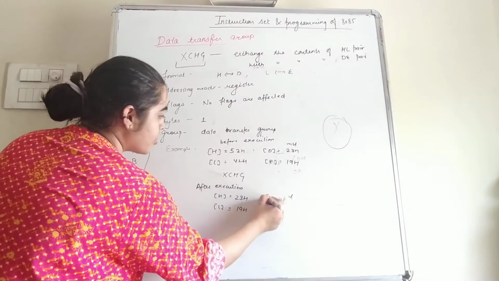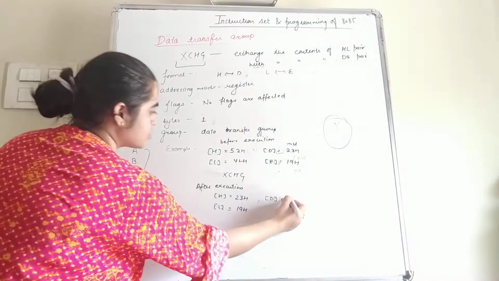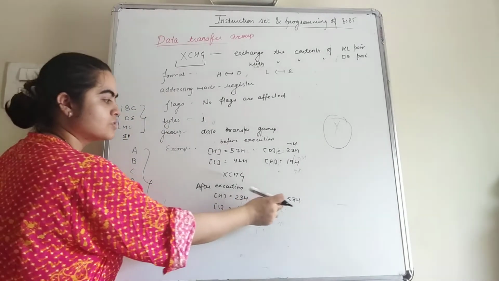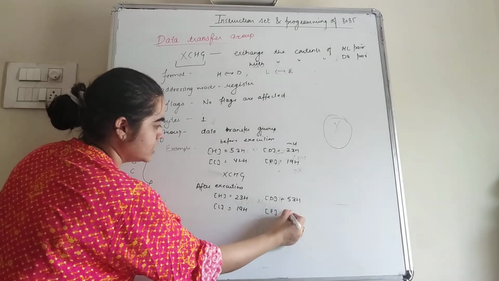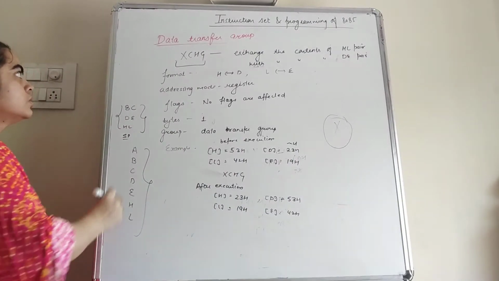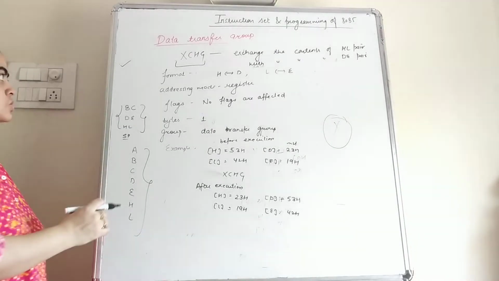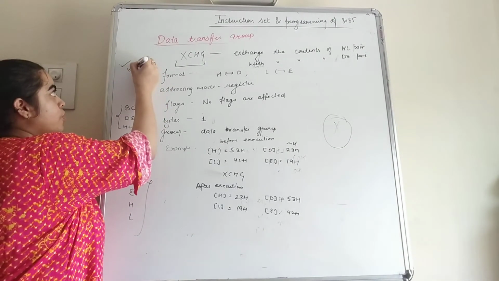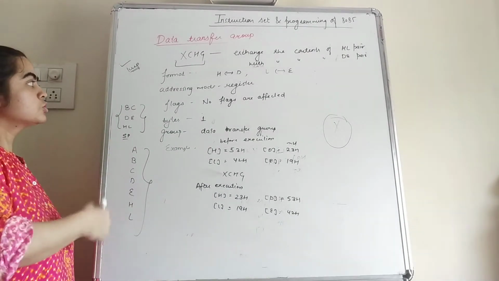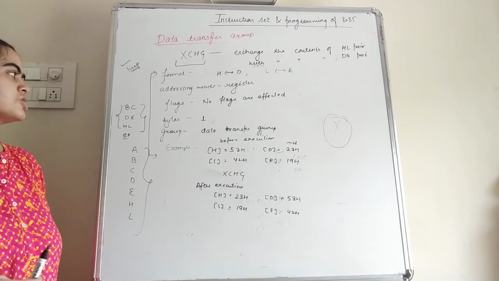Similarly for D, the value of D is now the value that was in H previously. We had 53H in H, so the new value in D is 53 and the new value in E is 42, which was in the L register. So this is how we can execute the instruction exchange. This is again a very important instruction, students. It also comes in the board exams most of the time, so you have to write each and everything while solving these types of instructions in the paper.